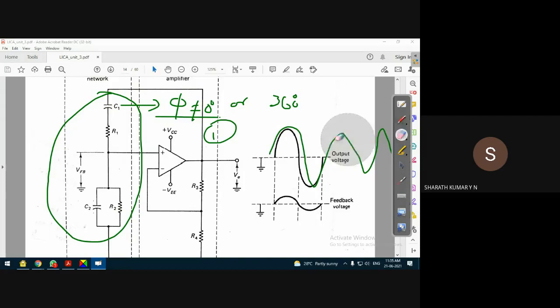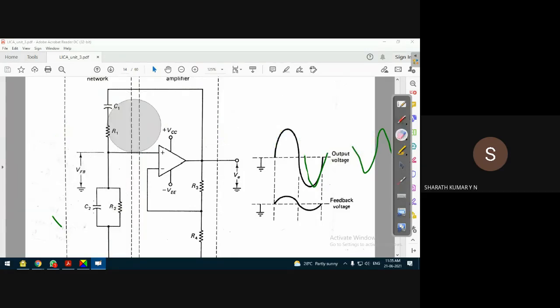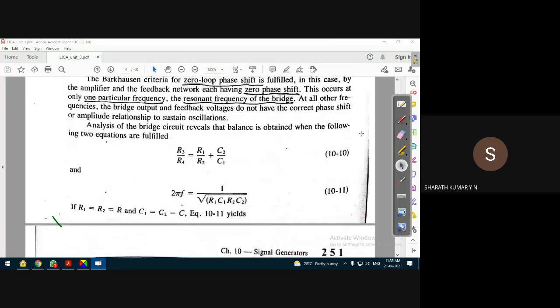So the oscillation criteria will fail. The circuit will fail to generate the oscillations. This derivation is in the appendix of the Ramakant Gaikwad book. After the class, I'll share the derivation pages that I'll discuss in the next class.